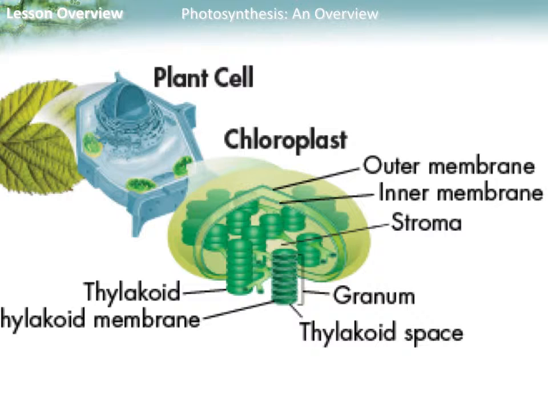So, again, looking at it a little more closely, you have the outer membrane, the inner membrane, the stroma, which would be equivalent to the cytoplasm in a regular cell. Okay, so this open space is the stroma. The thylakoid, which is the stack of things, the thylakoid membrane, which is the outside, and the grana, the stacks.